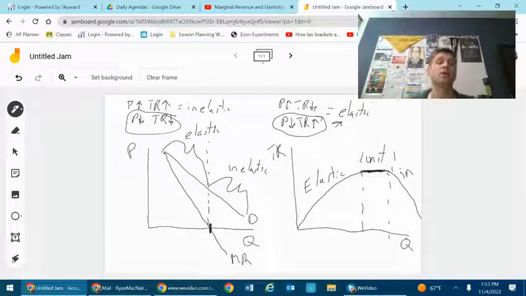So this is yet another way of looking at the demand curve and determining where along it is elastic versus inelastic if you are given marginal revenue and you're not given any numbers. You can always find it by whatever quantity marginal revenue is 0. That is the same quantity on the demand curve where you're unit elastic. Everything to the left of it is elastic. Everything to the right of it is inelastic.